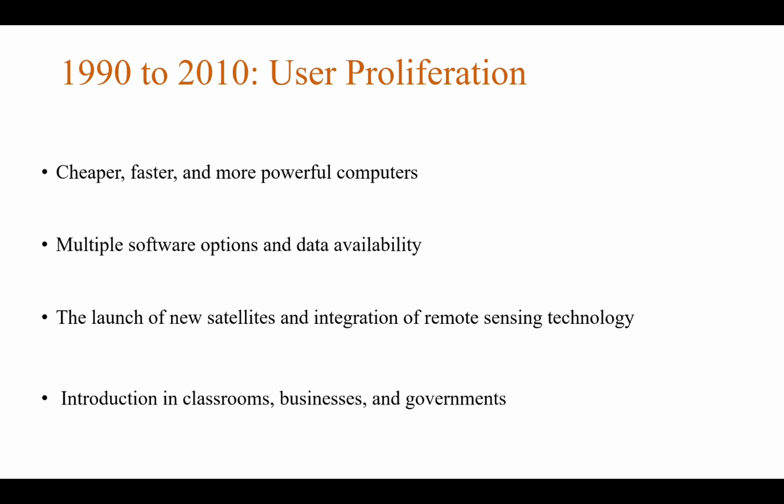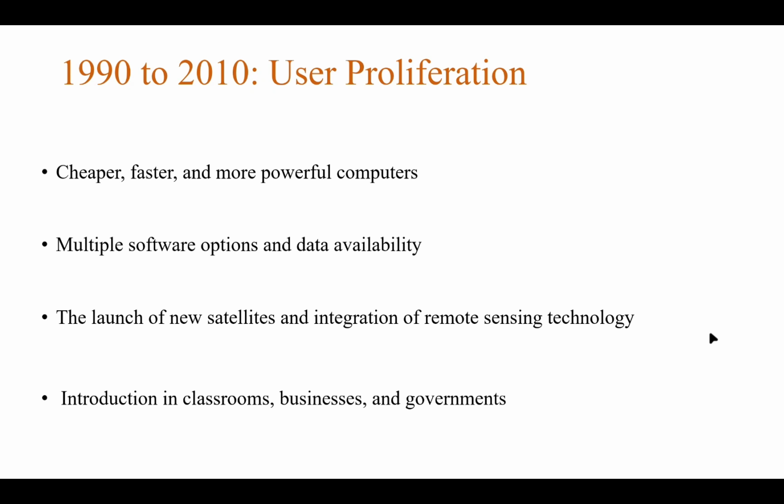Basically the computers were cheaper, faster, and more powerful. They could handle larger data easily. There were multiple software options. There wasn't just one software in the market, there were multiple softwares which could be used. There was a lot of data that you could download, and that was freely available at that time.